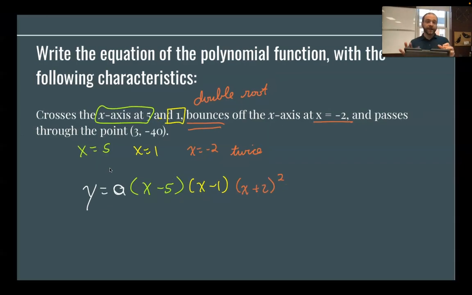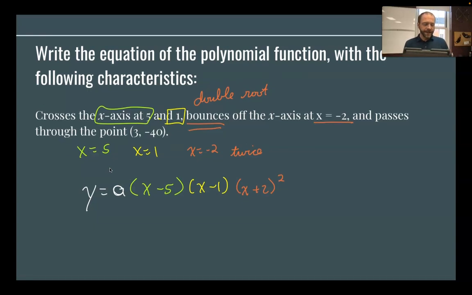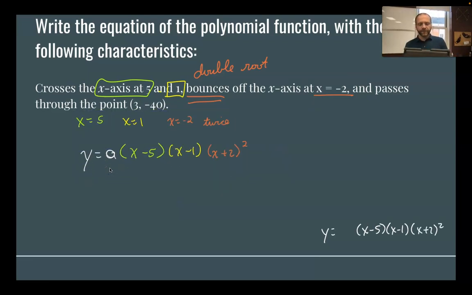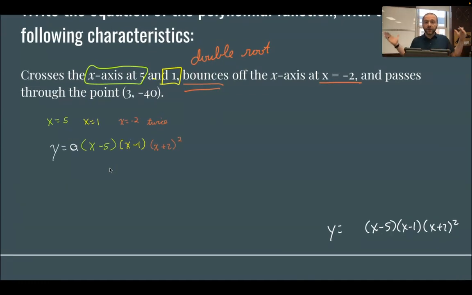Here's what you realize, and I'm going to do this right now. I know, let's call it 3/4 of my answer. In my final answer, I'm going to have y equals a times x minus 5, x minus 1, x plus 2 squared. Let's put it on the bottom and give myself a little more room here. All I need is a. I know the majority of my answer, so let's just go ahead and find it.